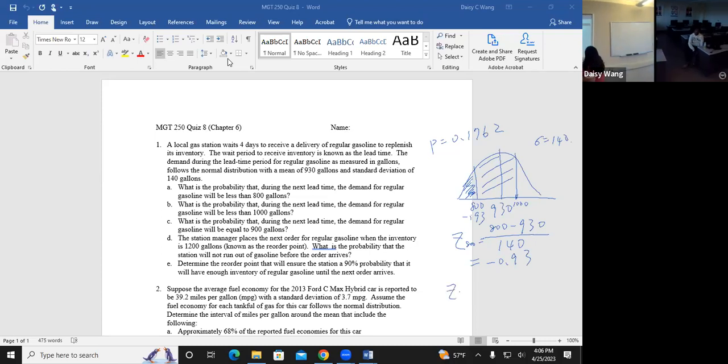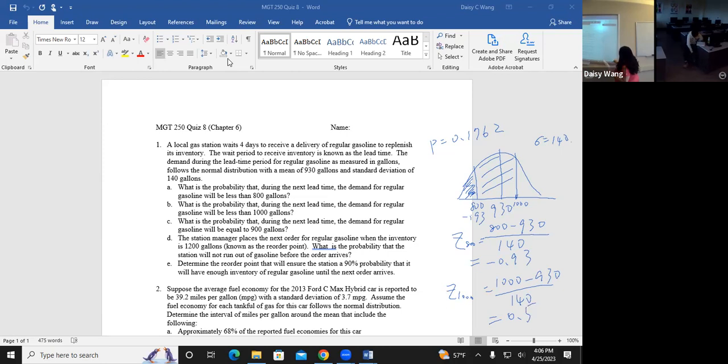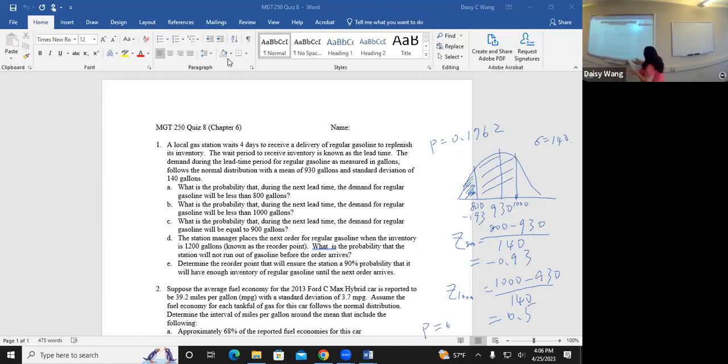The z for 1000 will be 1000 minus 930 divided by 140. That's 0.5. Okay, so that will be that.